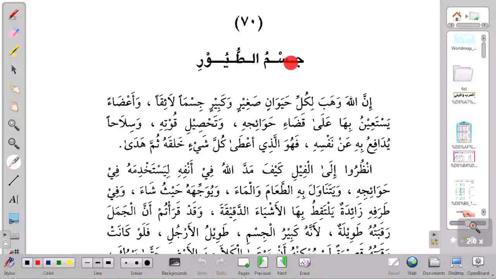So, jismun, of course, we all know is body. The body of something is called jismun. And then tuyur means birds. So, jismun tuyur, the body of birds. So, without wasting much time, let's just begin. Inshallah, we'll see what this lesson entails.